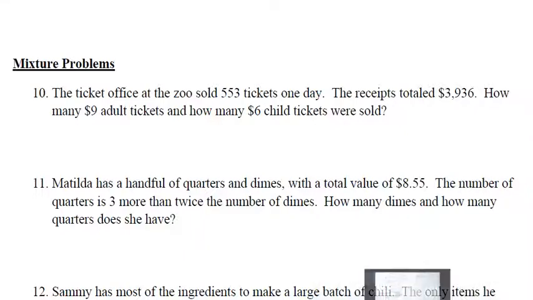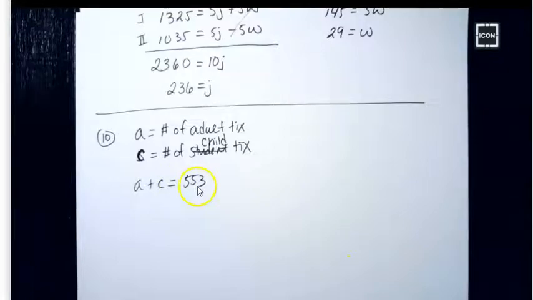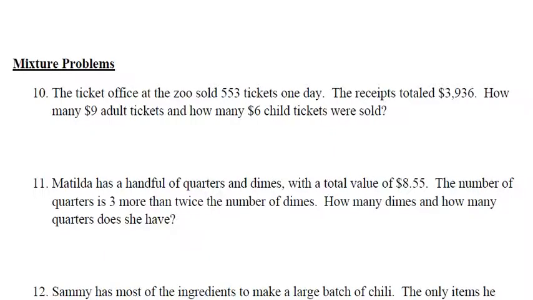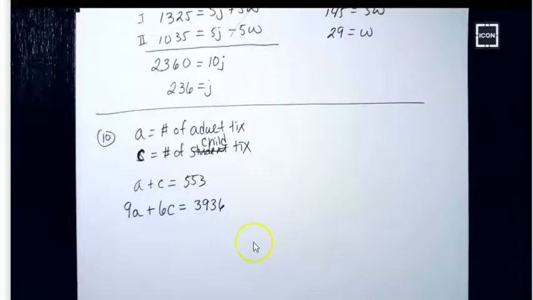So now the second equation, A plus C equals 553, the second equation has to do with the money. Adult tickets are $9, child tickets are $6. As we saw before, we take the number of tickets and multiply it by the money. 9 times A plus 6 times C should total the $3,936 that we made.